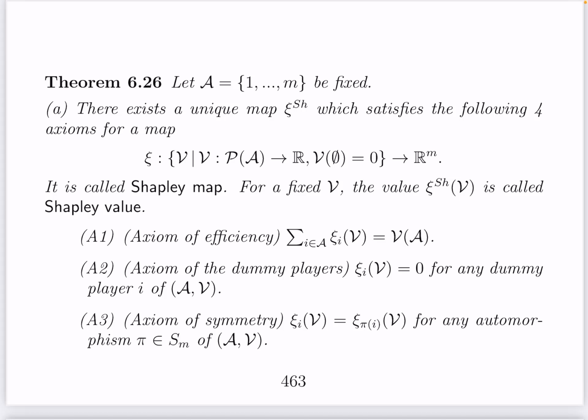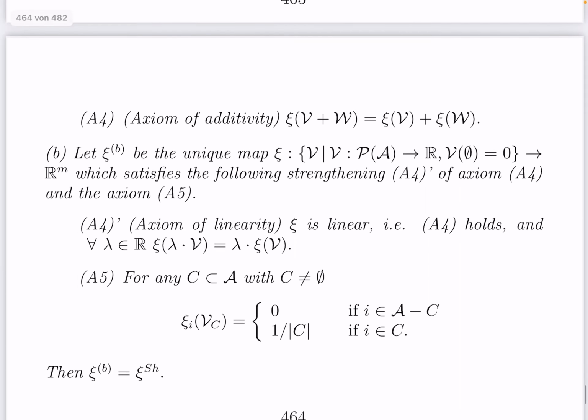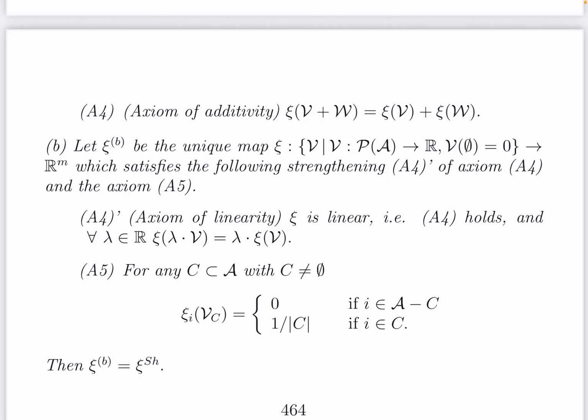Axiom 3, the axiom of symmetry. If the permutation pi is an automorphism of a coalition valuation, then the entry xi I is equal to the entry xi pi of I for any coalition valuation, which also makes sense. Players which have the same properties should get the same value. And axiom 4 is the axiom of additivity. It's part of linearity. The set of coalition valuations has a vector space structure, and additivity says that xi respects the sum. So xi of the sum of two coalition valuations is equal to xi of the first one plus xi of the second one.